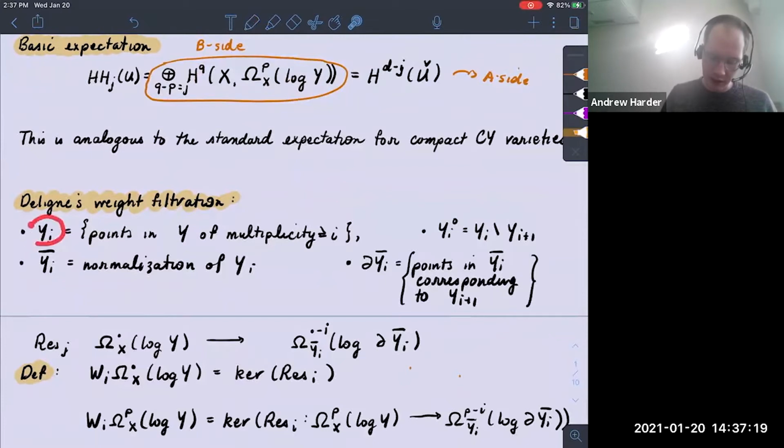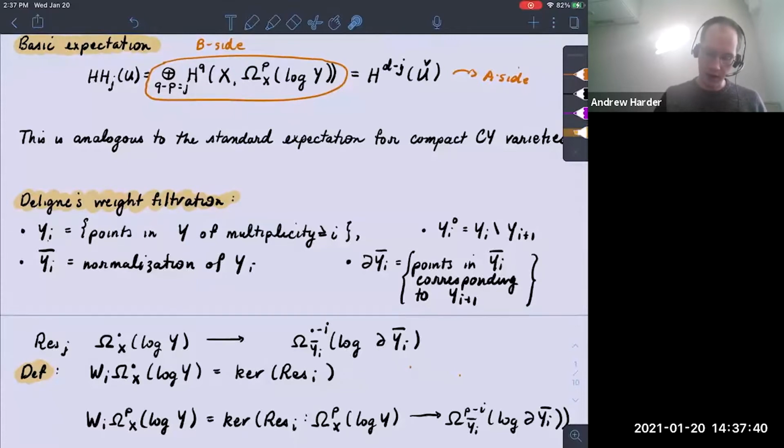So Y_i is going to be the set of points inside of Y whose multiplicity is greater than or equal to i. I'm going to take Y_i circle to be the complement of Y_{i+1} inside of Y_i. So this is the points inside of the boundary divisor Y whose multiplicity is exactly i. And I'm going to let Y_i bar be the normalization of Y_i.